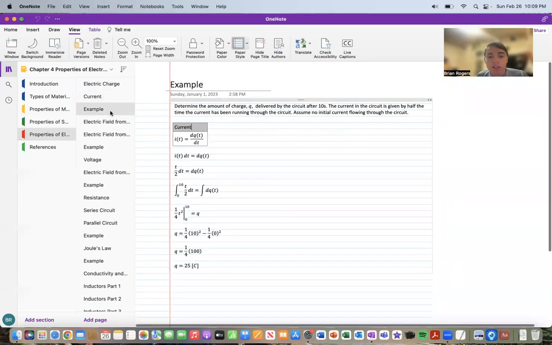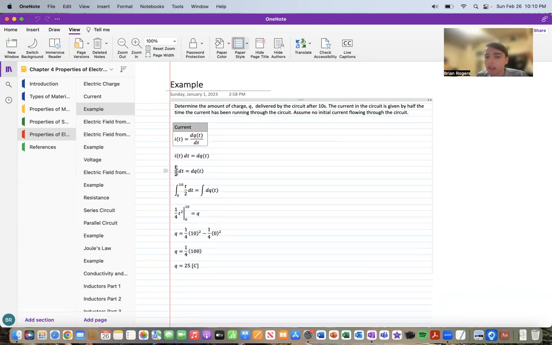So let's look at an example. It says determine the amount of charge delivered by the circuit after 10 seconds. The current in the circuit is given by half the time the current has been running through the circuit. Assume no initial current flowing through the circuit. Okay, so we know current is equal to the amount of charge per unit time. Just rewriting the equation, we multiply dt to the other side, and we know current's been running through the circuit for about half the time. So that's why I said t over 2 here for the current.